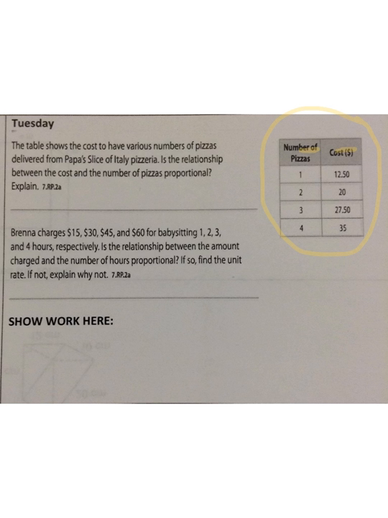Next one, Brenna charges $15, $30, $45, and $60 for babysitting 1, 2, 3, and 4 hours respectively. Is the relationship between the amount charged and the number of hours proportional? If so, find the unit rate. If not, explain why not.